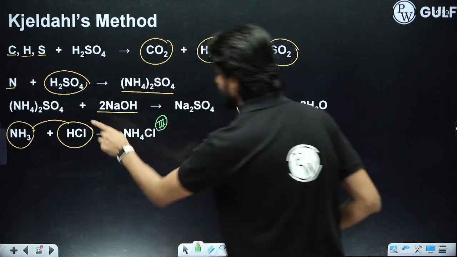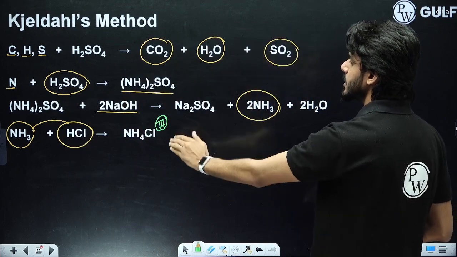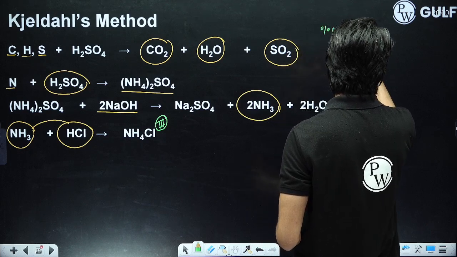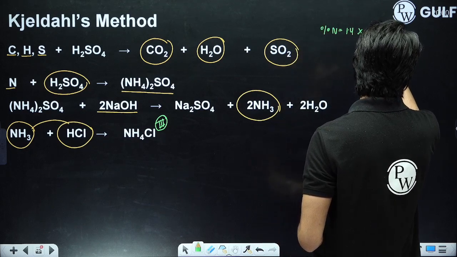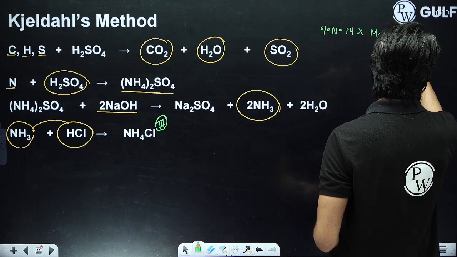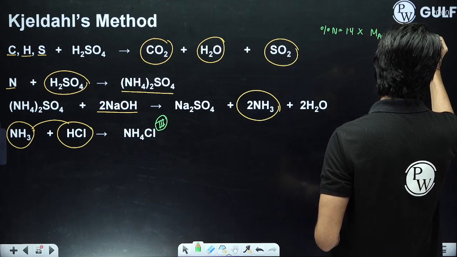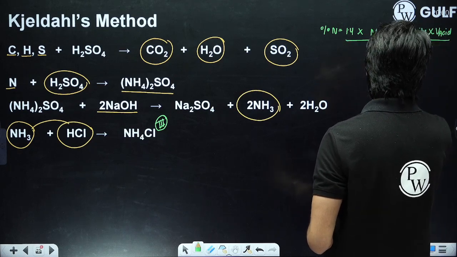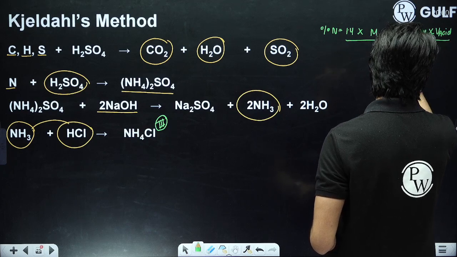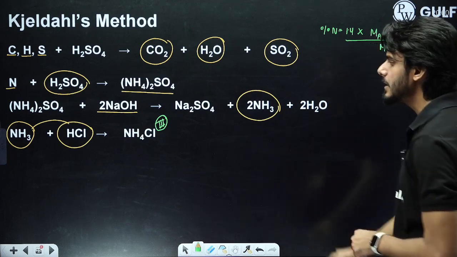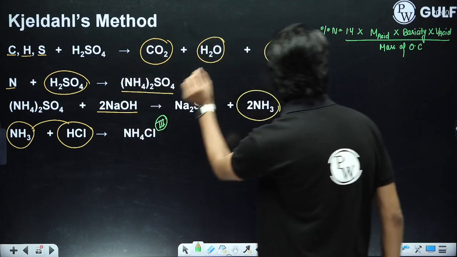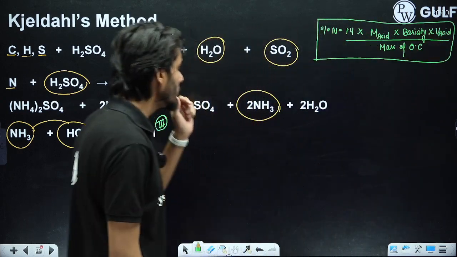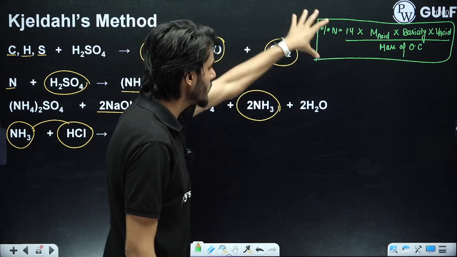In the final equation, if we apply the Kjeldahl method, if we apply the stoichiometry, the percentage of nitrogen is going to be 1.4 multiplied by the molarity of the acid you have taken, which is HCl here, multiplied by the basicity of this acid, multiplied by the volume of this acid, divided by what? The mass of organic compound, guys. This is how you can find the percentage of nitrogen using the Kjeldahl method. Very, very important for your examination, for your NEET and for your JEE. So make sure that you remember all these formulas.